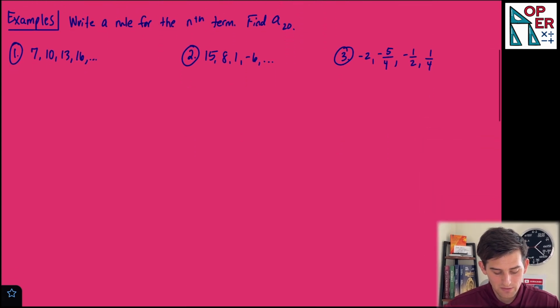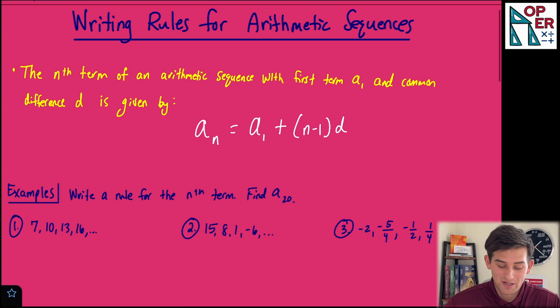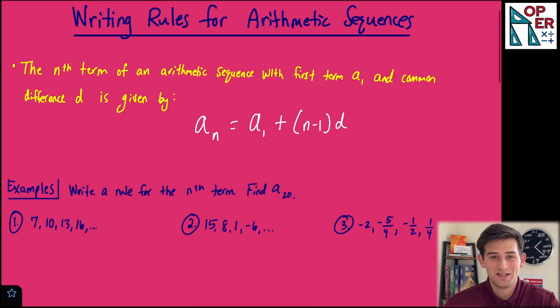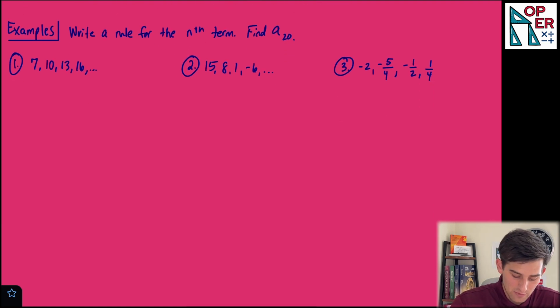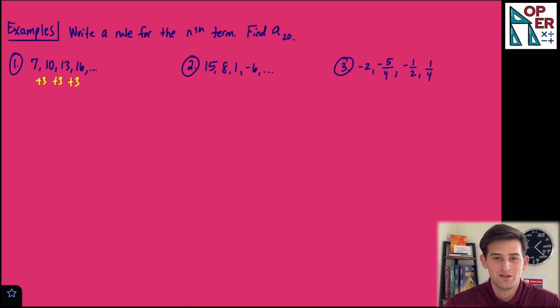All right, so number 1, like we said, is 7, 10, 13, 16. So technically, we would want to make sure it is arithmetic first. Now, this video is all about how to write a rule for an arithmetic sequence, so I'm going to go ahead and give it away. All three of these are going to be arithmetic sequences. However, we could check it. We could say, okay, we are adding 3, and adding 3. So we verified it is an arithmetic sequence, and now we can write our rule.